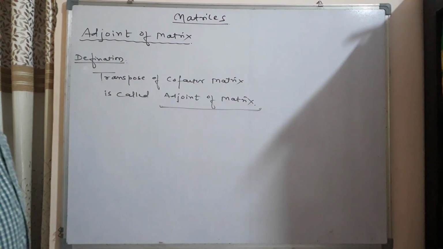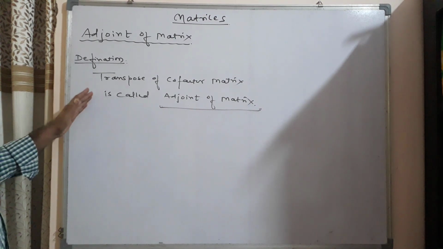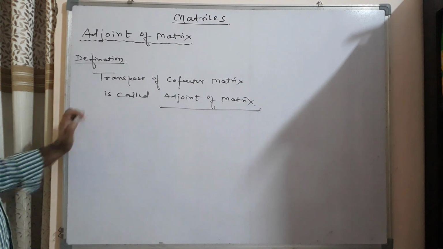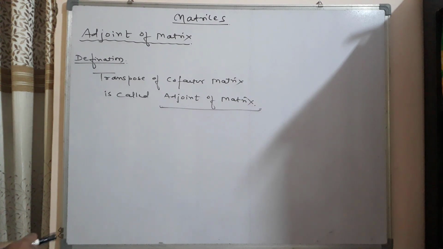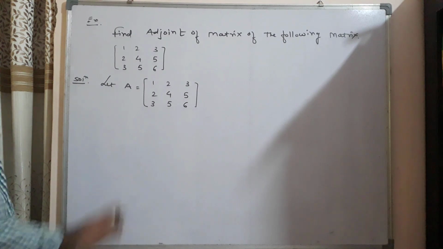So now in the next part of matrices we see the adjoint of matrix. Now how do we define the adjoint of matrix? Transpose of the cofactor matrix is called adjoint of matrix. In the last lecture we saw how we find out the cofactor matrix. So here we find out the adjoint of the matrix 1, 2, 3, 2, 4, 5, 3, 5, 6.